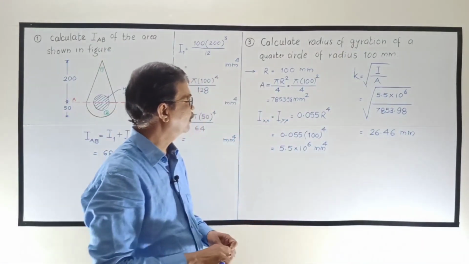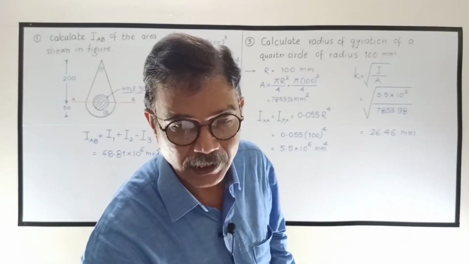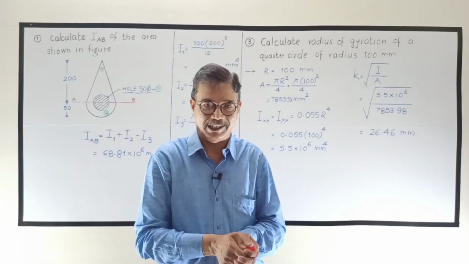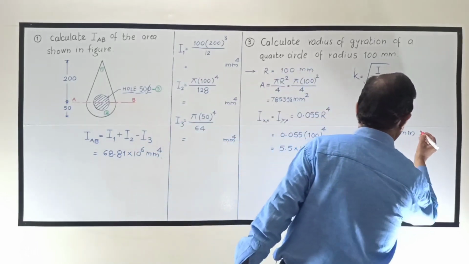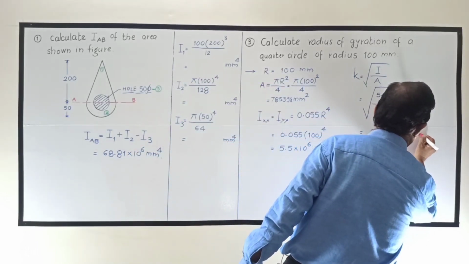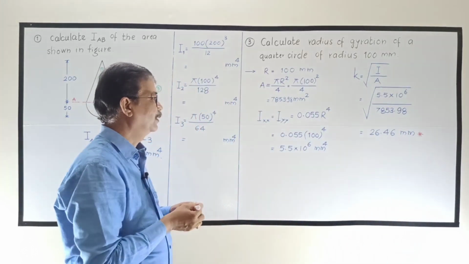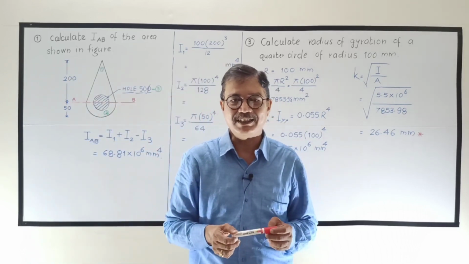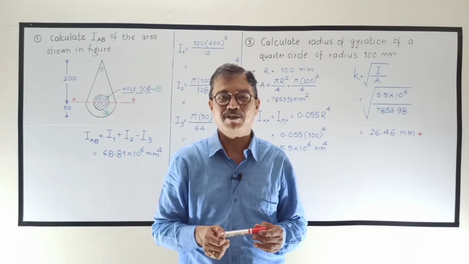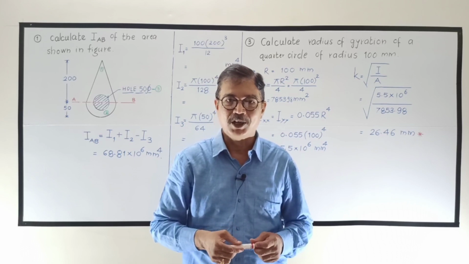So these are some miscellaneous examples which were asked in the diploma examinations. So I think this is clear to you. Some exceptional examples were there. Okay, so we have solved these examples, and with this we have finished almost all types of problems of moment of inertia.